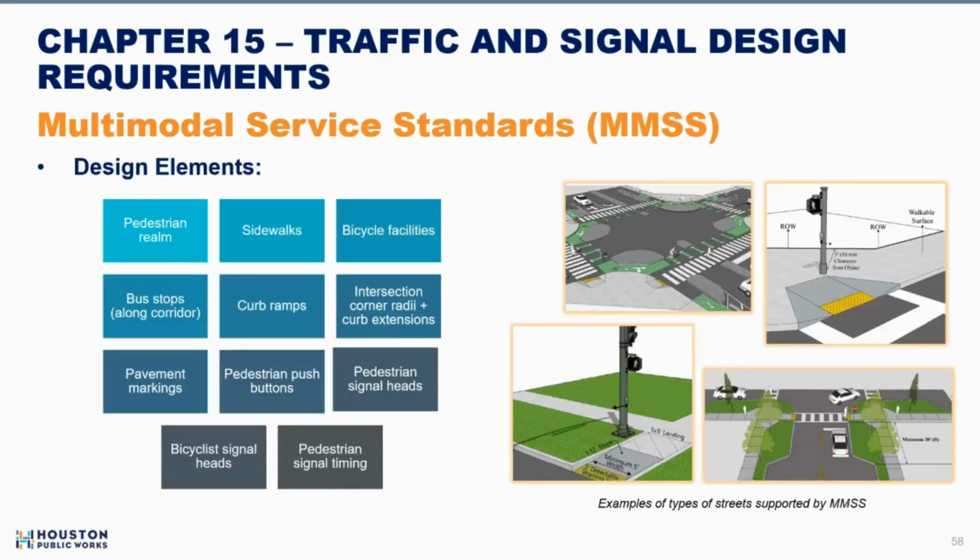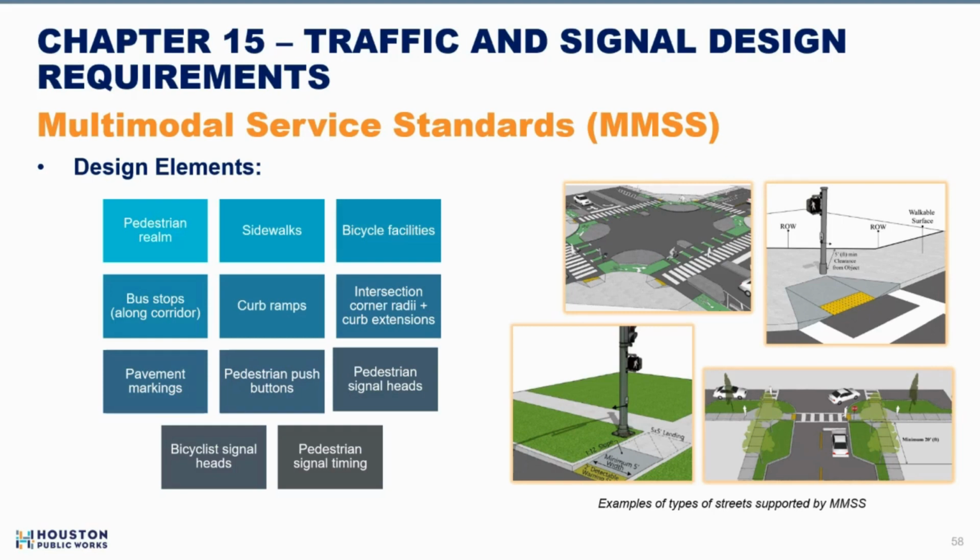And I've listed them all out here. These are the kinds of things that are included in multimodal service standards. These are things like pedestrian realm, everything behind the curb where people walk, but also where there are utilities, where we have a lot of needs for that space. Including things like sidewalks, bike facilities, bus stops, curb ramps. We want to look more carefully at intersection corridor radii, and features called curb extensions that we'll talk a little bit more about in Chapter 17.